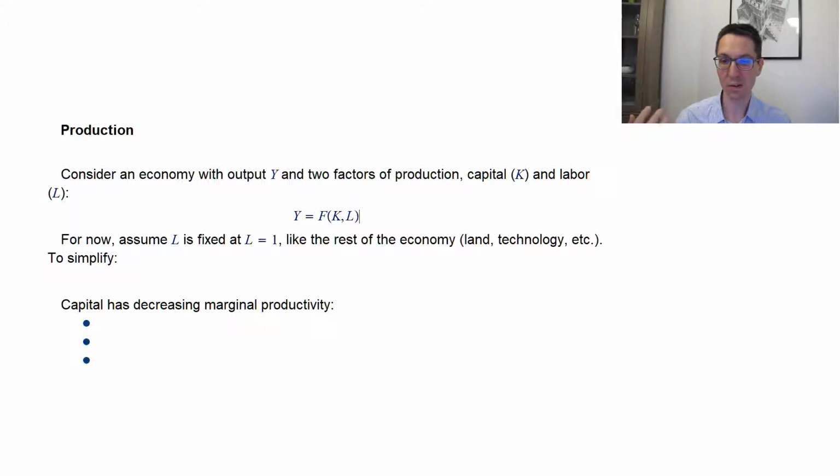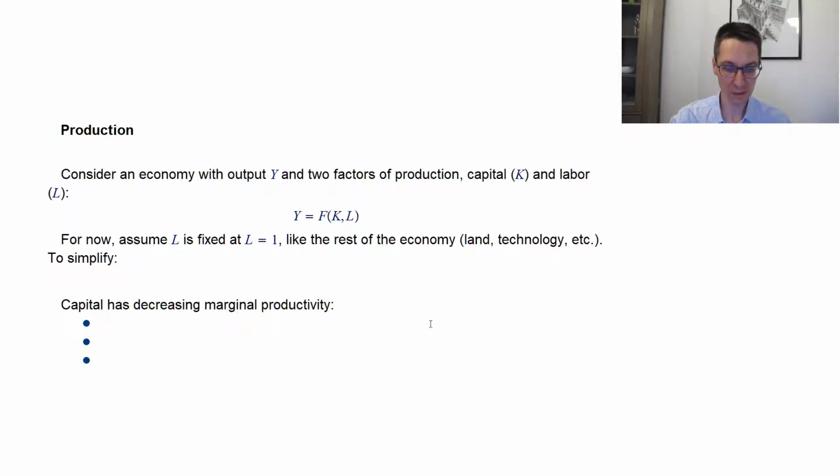So for now, what we want to do is to assume that L is fixed, so that we don't have to think about it. So let's just assume that L equals 1, since I can choose any value I want. And also imagine that the rest of the economy is fixed. So land is fixed, technology is fixed, nothing changes. Why do we start with this? Well, because it's perfectly fine. It's enough to look at most of what's interesting in the Solow model, and then we can add complexity once we understand the basics.